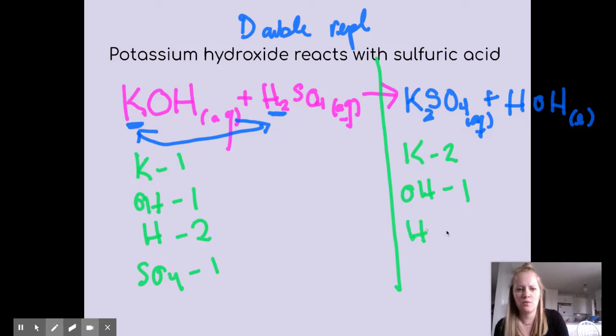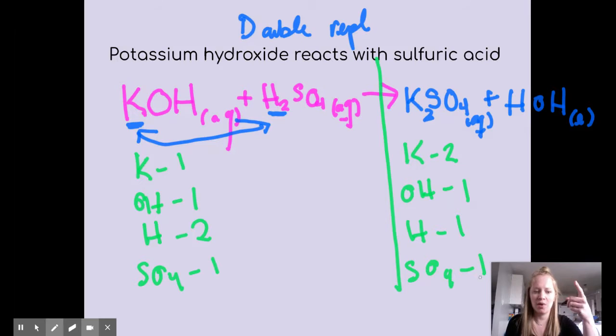Hydrogens, I only have 1. And sulfates, I have 1. So I am going to deal with my big guys first. So potassium. So this, I need to be a 2.